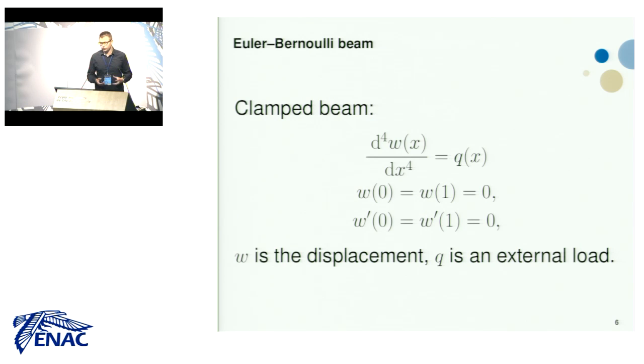Our first simple model to check the idea is the Euler-Bernoulli beam. It is governed by this fourth order equation. It is a horizontal beam, and it is clamped on the sides, where W is the displacement of the beam in the transverse direction, and Q is some external load. Basically, for this simple problem, we also expect that a simple machine learning model would be able to predict the fatigue in an adequate way.